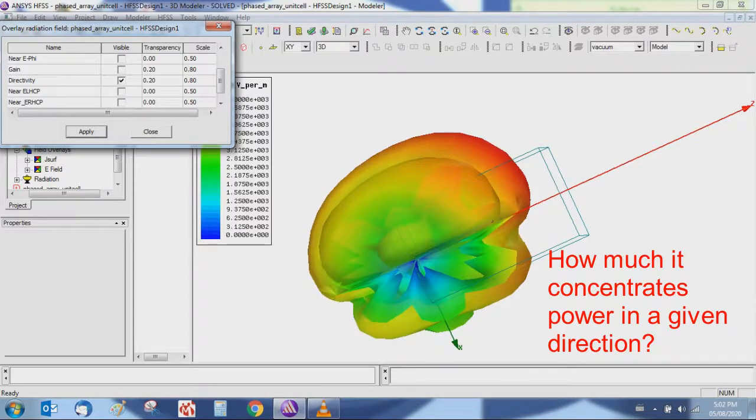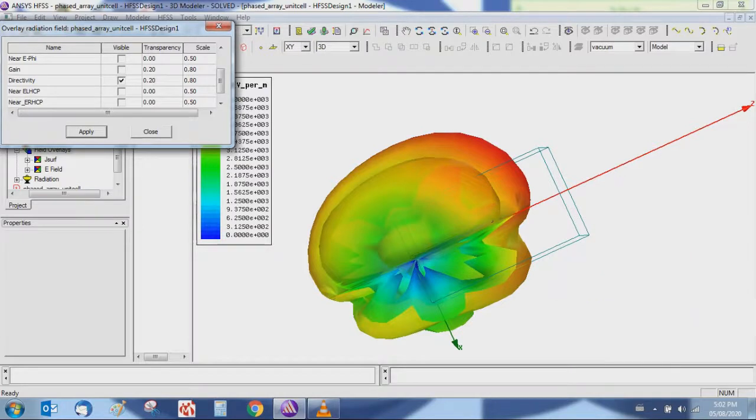Directivity. The directivity of an antenna is a measure of how much it concentrates power in a given direction, assuming the antenna is 100% efficient. The directivity of the antenna is always taken with respect to a known antenna, which is usually an isotropic radiator.